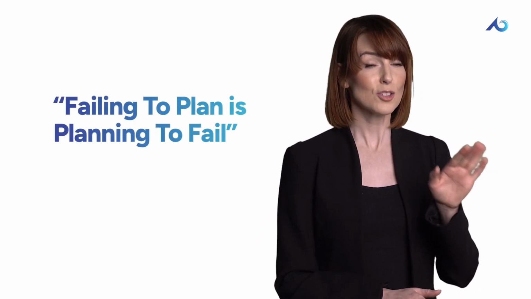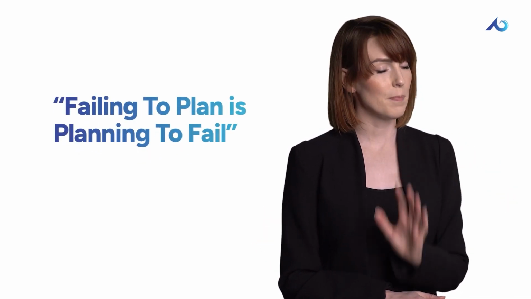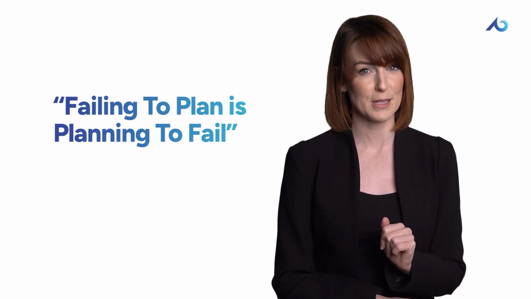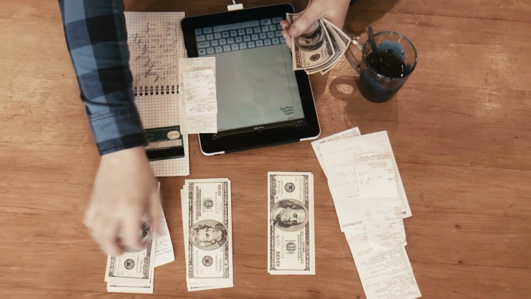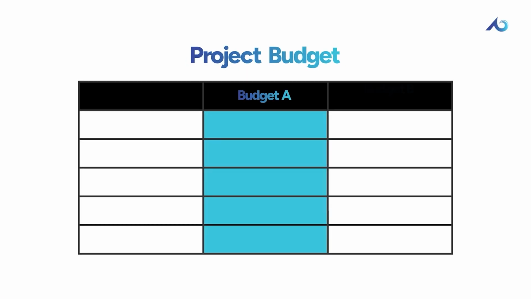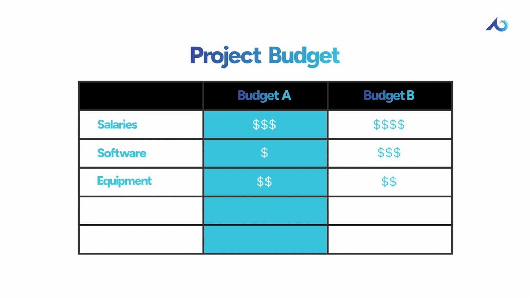It's been said, failing to plan is planning to fail. And this is especially true for project management. First, you'll need to set a budget. Based on the resources identified in the project charter, you'll compile an overview of all estimated costs for the project, covering everything from salaries, software, and equipment purchases to any outsourced work. By setting and sticking to your budget, you'll make sure the project has enough financial resources to succeed.